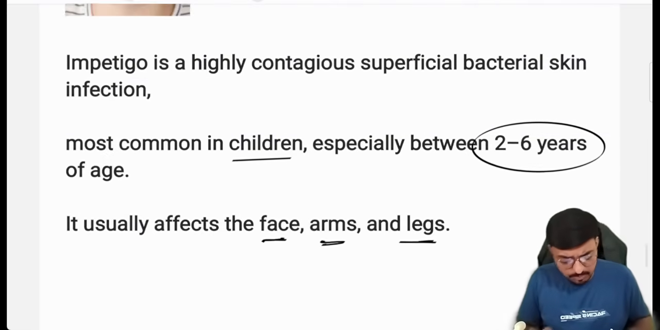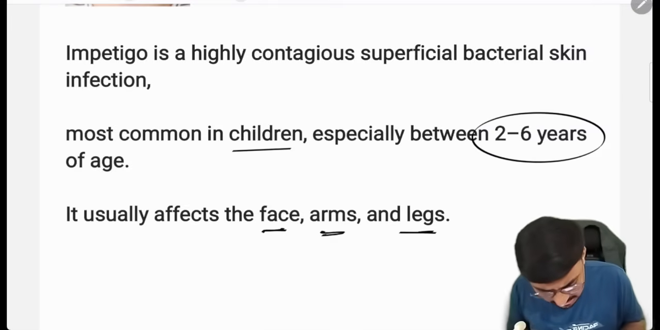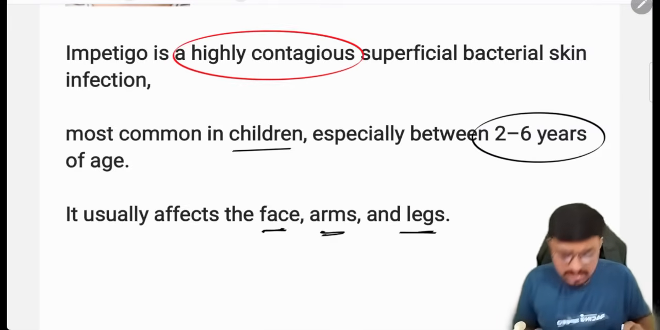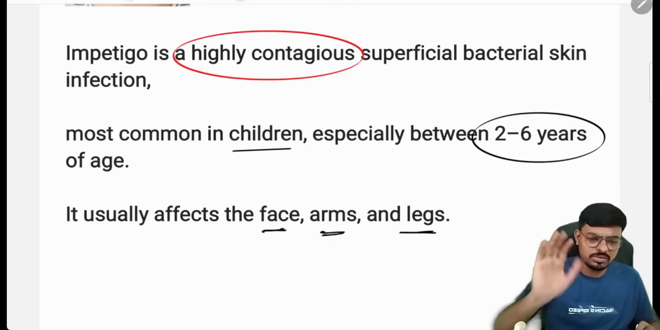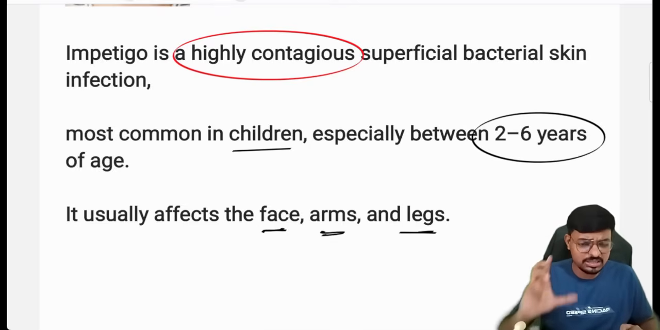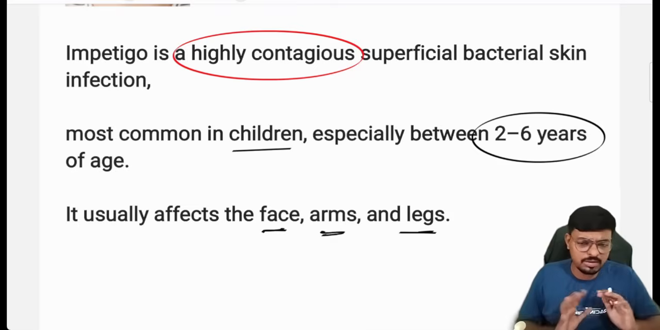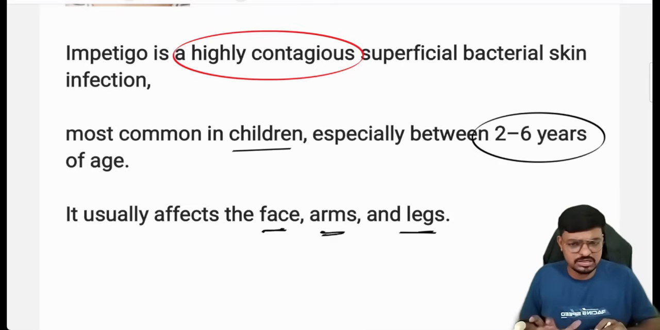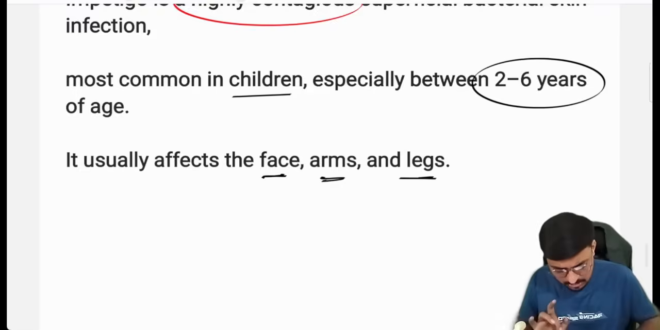A very important point: is Impetigo contagious or not? Yes, it is highly contagious. It spreads easily by contact. If I am touching my Impetigo and then touching you, you will also get Impetigo. It is a superficial bacterial skin infection which mostly happens in children, in the age group of 2 to 6 years. A very important thing to keep in mind.